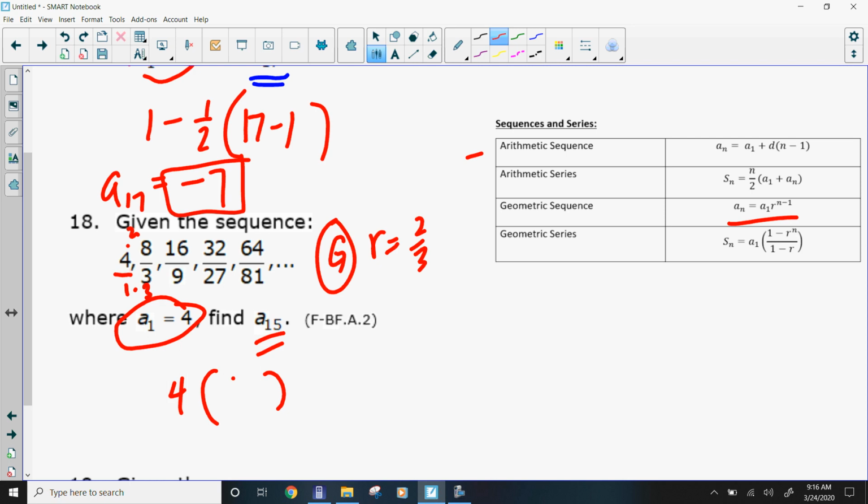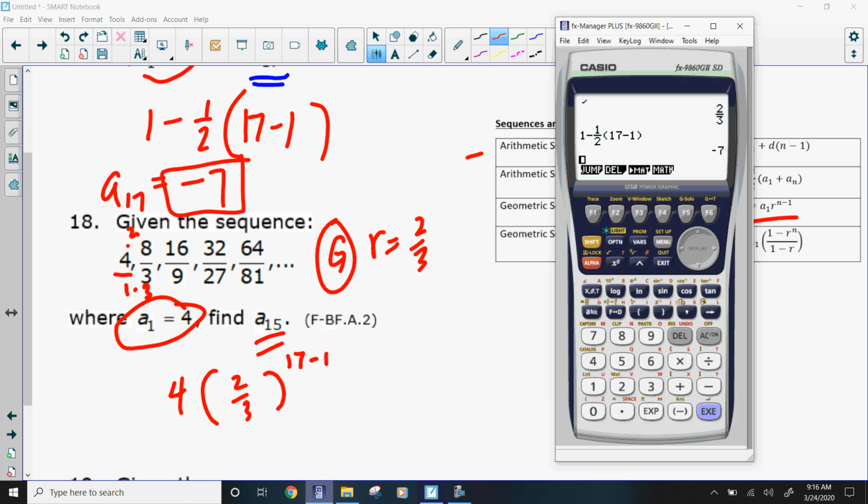R is 2/3. And I'm going to find the 17th number. So it's going to be 17 minus 1 for the exponent. So 4 times (2/3) to the 17 minus 1.